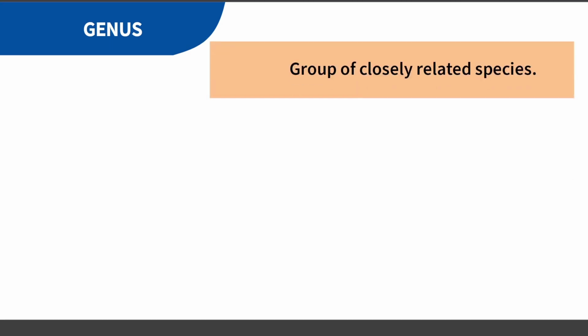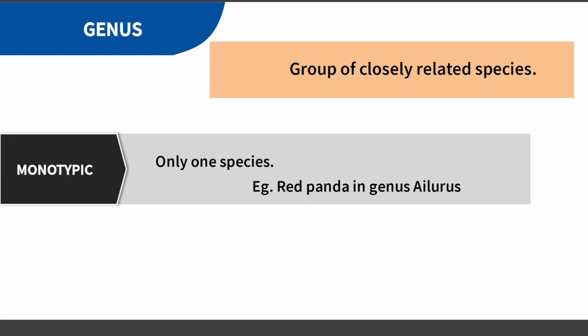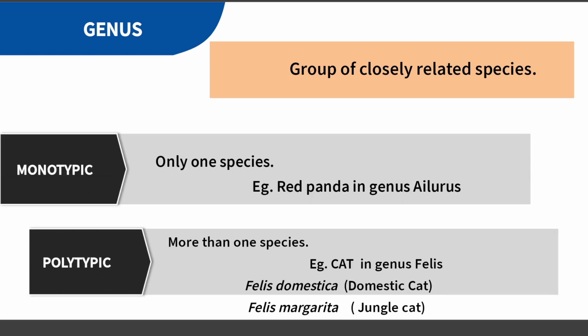And then we are getting into the next category, that is the genus. So genus means what? It will have closely related species. So all the closely related species will come under a particular category called genus. There are two types of genus. One is monotypic, another one is polytypic. What is this mono? Mono means single. So monotypic means what? Only one species will be there in that particular genus.